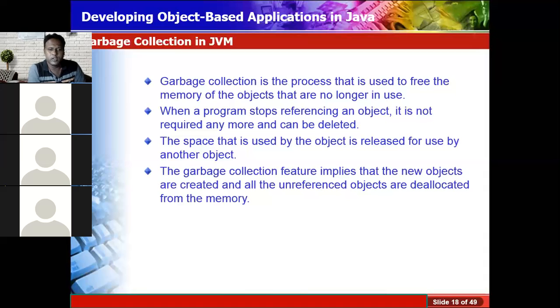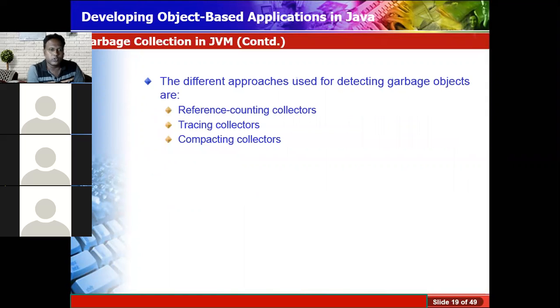Garbage collection feature implies that the new objects are created and all the unreferenced objects are deallocated from the memory. So it is creating a memory for the new object and deallocating the memory of the object that is not required. The different approaches used for detecting garbage are: one is the reference counting collector, another is the tracing collector, and another is the compacting collector. So three things we're using: reference counting collector, tracing collector, and compacting collector. These are the three approaches we're using for garbage collection.